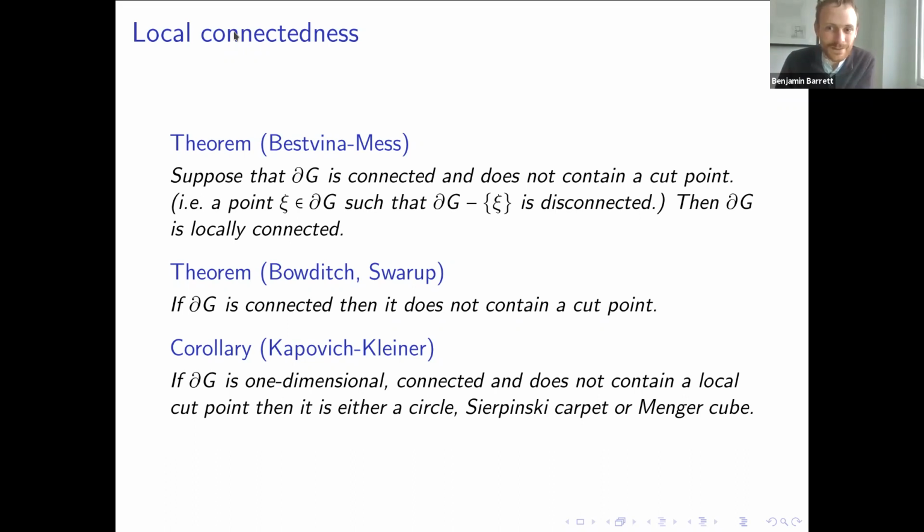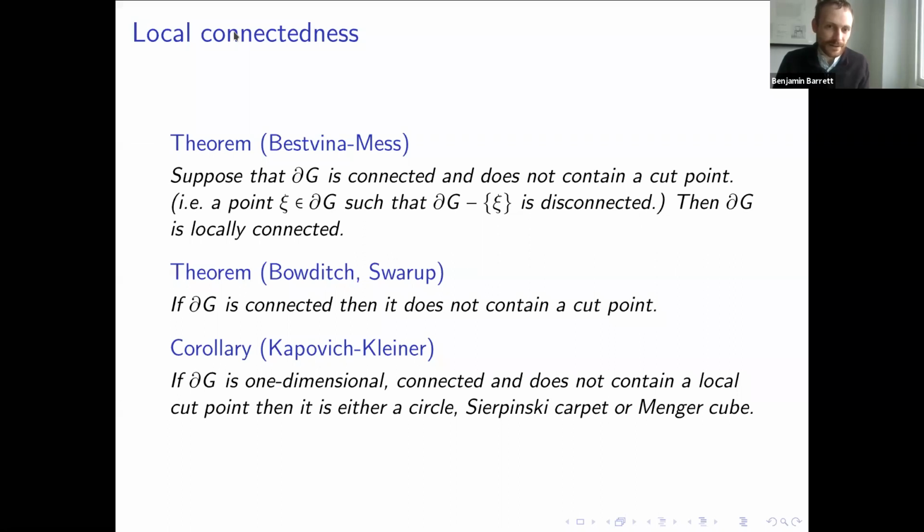So local cut points sort of tell you about other sorts of decompositions of the group. So again, this is sort of telling you that if the boundary is one-dimensional, then you can decompose the group into pieces whose boundaries are all either circle, Sierpinski carpet, or Menger cube. Then maybe describing the boundary of the group in terms of the boundaries of those pieces probably isn't so simple, but still, this gets you some of the way towards a classification of one-dimensional boundaries of hyperbolic groups. And that just really follows from this Bestvina and Mess theorem.